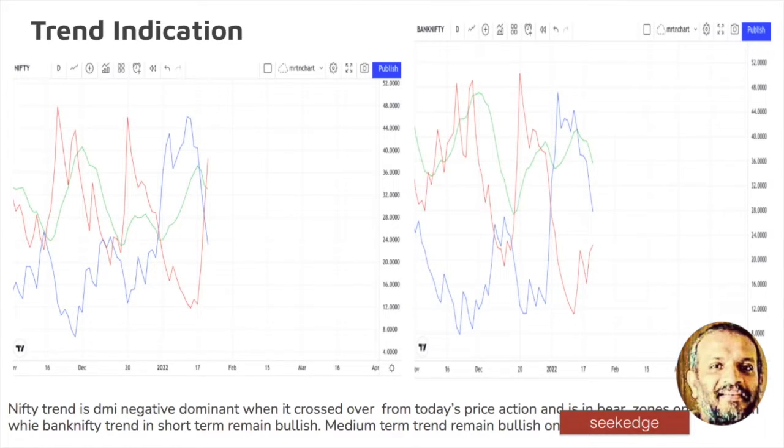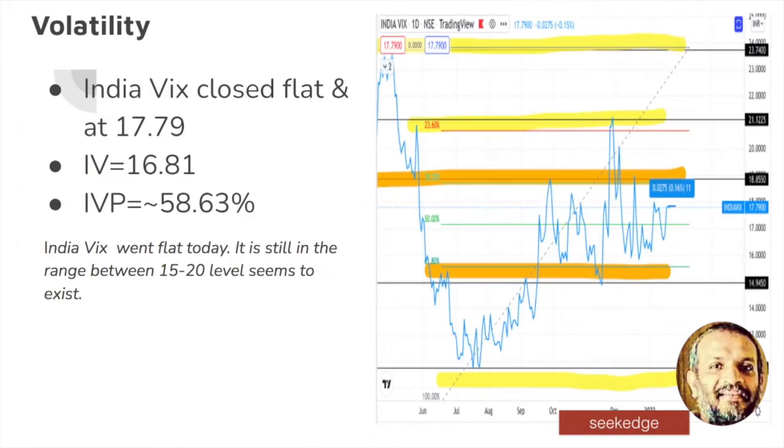Trend indicators are interesting. Trend crossover happened yesterday itself in the Nifty. Trend crossover has not yet happened in the Nifty in the short term daily. So medium term, it is a bullish trend for both the Nifty and the Bank Nifty indices. So the trend has not changed. The momentum has dipped. Price action is bearish. Taken support. That's how it is.